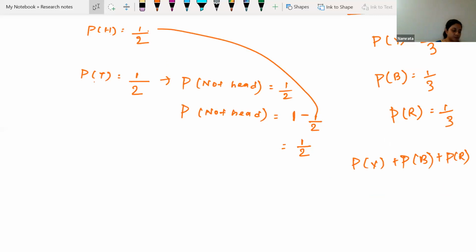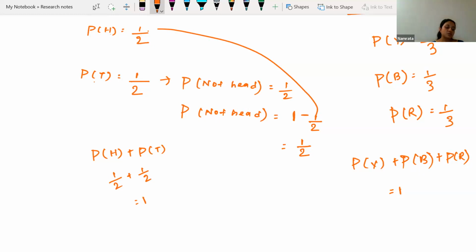Yes, ma'am. Okay. So here we can note that probability of yellow, probability of blue, probability of red, when we are adding it, the outcome is 1, right? Similarly, in the first question, if we are adding probability of head plus probability of tail, it will be 1/2 plus 1/2. That is 1 only, right? Can you see the relation?